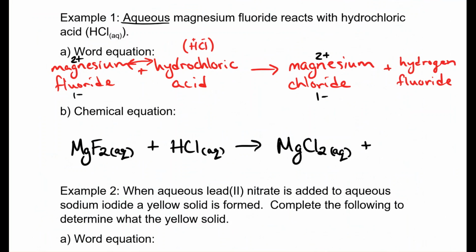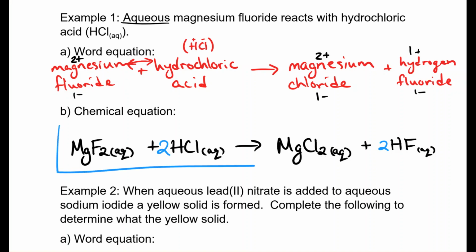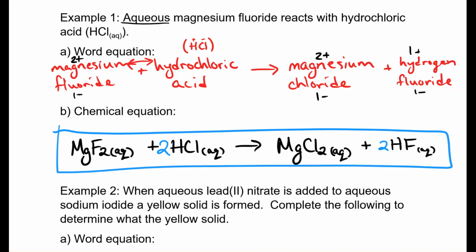And then hydrogen fluoride is HF. Hydrogen's 1+, fluoride's 1-. So hydrogen fluoride, and it's going to be aqueous. All acids are aqueous as far as you're concerned right now. Okay, let's try this. So 1 magnesium, 2 fluorines, 2 fluorines, 2 hydrogens, 2 hydrogens, 2 chlorines, 2 chlorines. Perfect. This is a perfectly balanced chemical reaction.